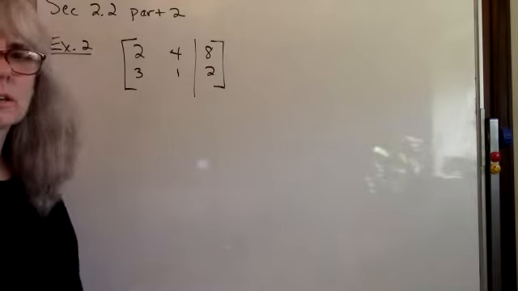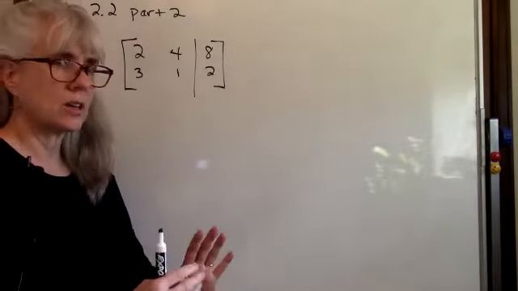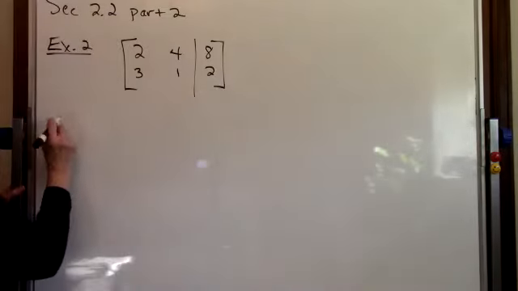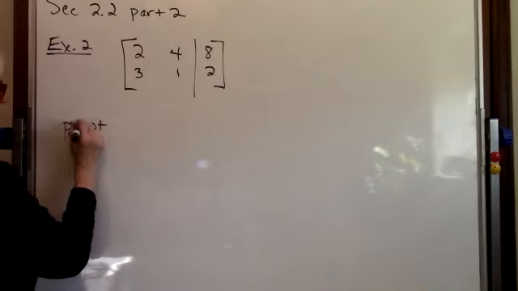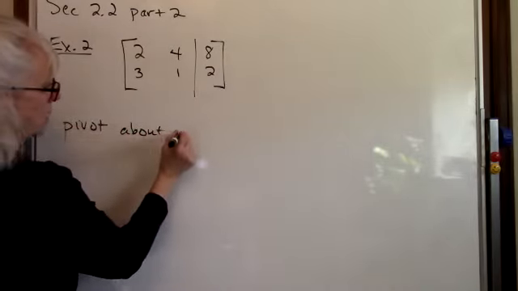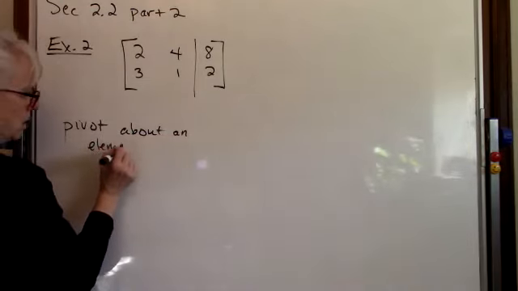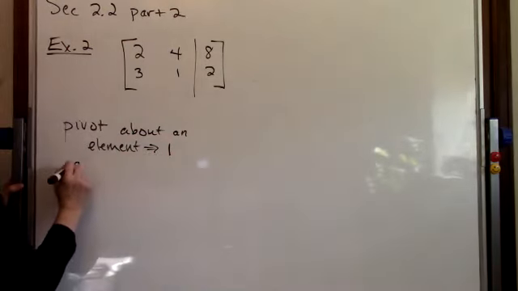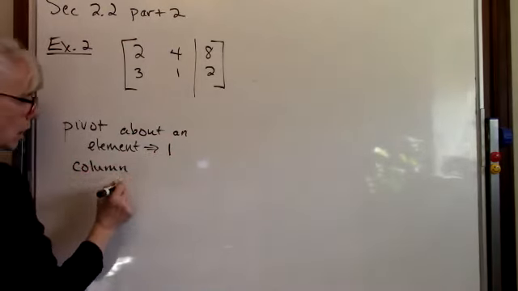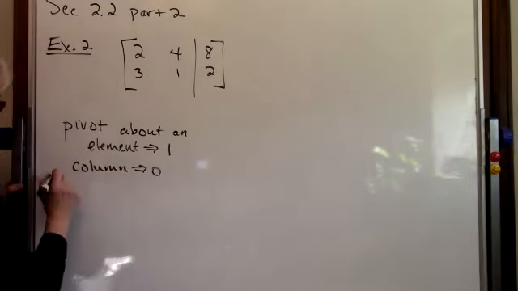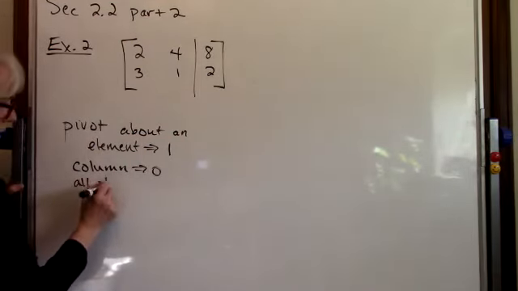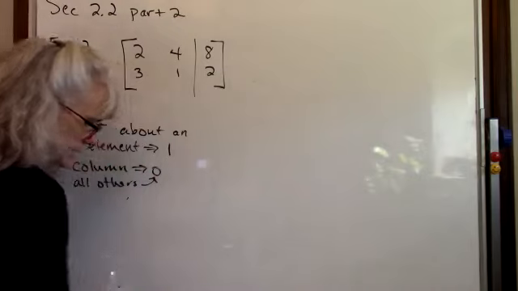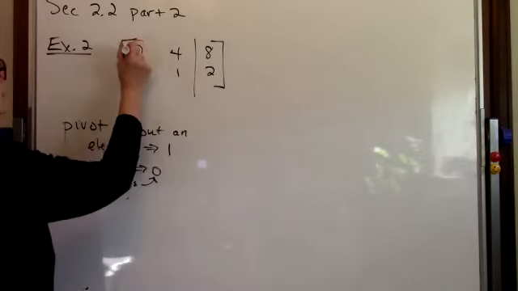So now we're ready to actually learn how to pivot in order to get our augmented matrix reduced. So when your book talks about the word pivot, about an element, the element that is circled needs to be the 1, and all other elements in the column are going to be 0. So for our first example, they're asking us to pivot about the 2.